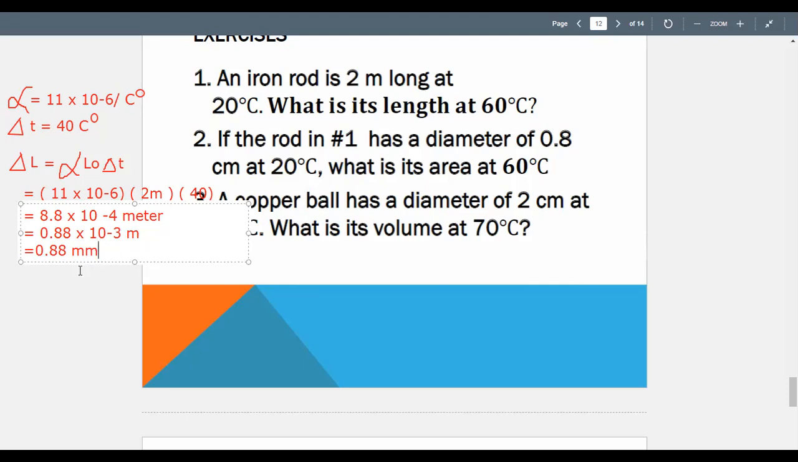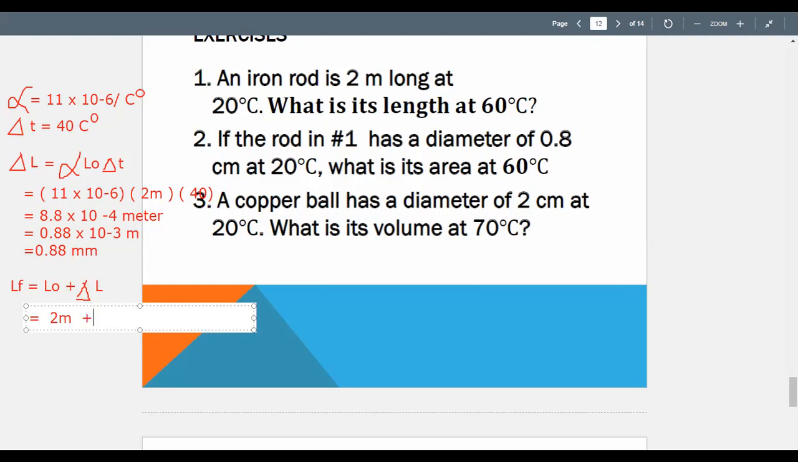So, therefore, if you will try to find its final length, LF is original length plus the added length. So if we add the additional length here, 0.88 millimeter, then we can find the final length. So how much is our final length? So final length is 2 meters plus that.